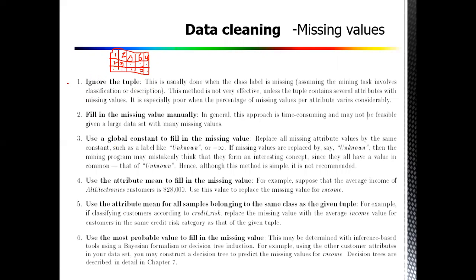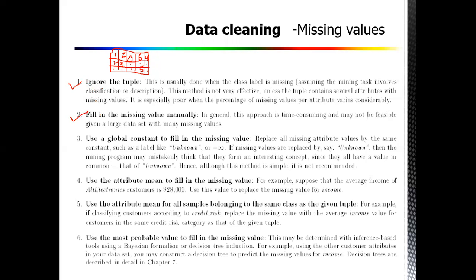First one is ignore the tuple. Ignore the tuple means whichever row is having missing values, just ignore it. But doing that can raise some problems. What kind of problems? If I'm deleting this row, maybe it has some other important information which gets deleted along with the missing values. So that's why this way is not recommended.